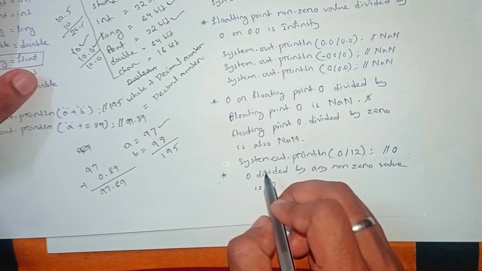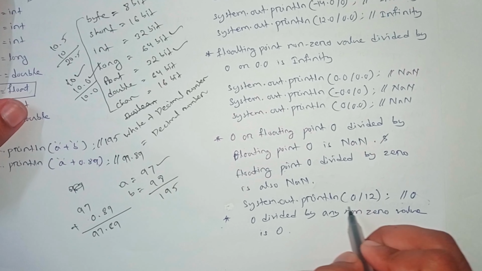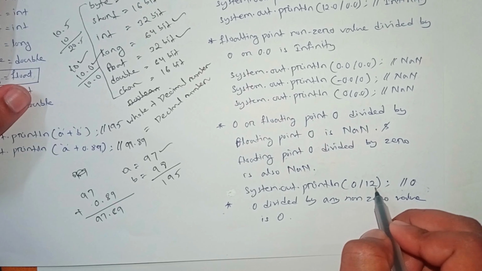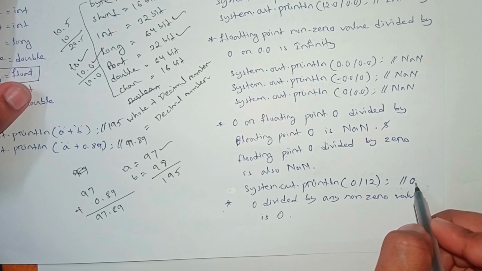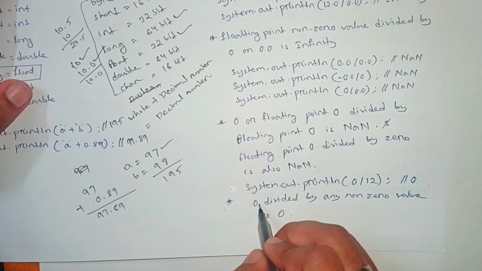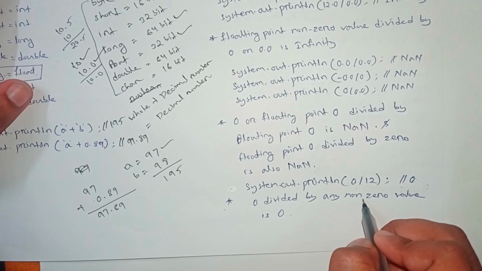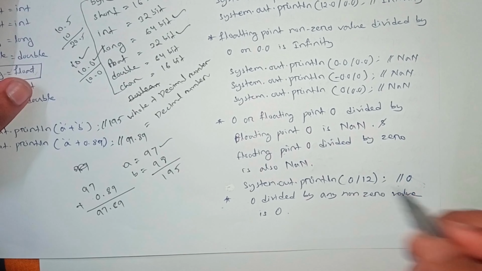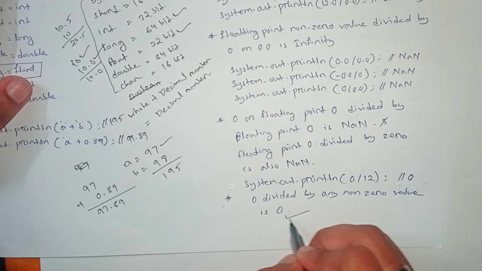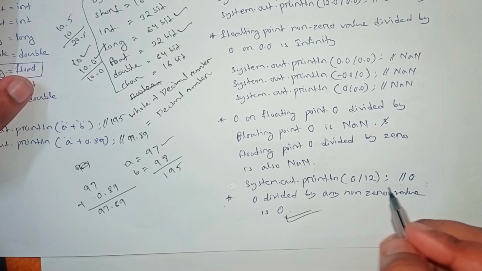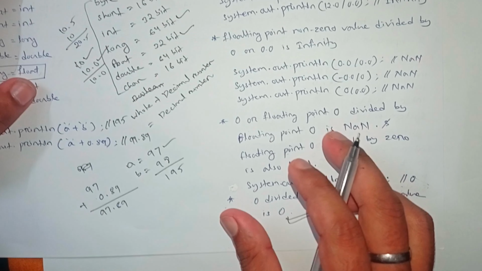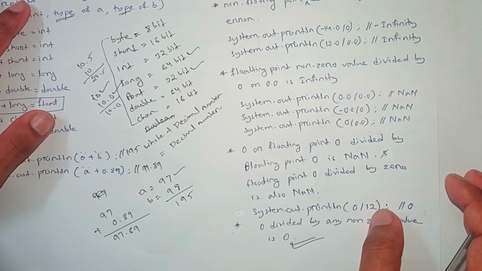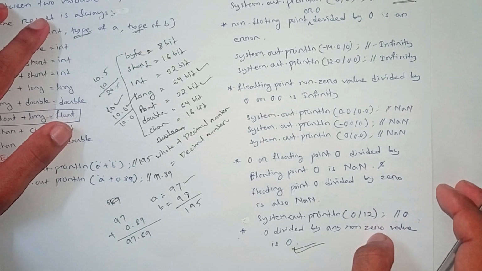Next, System.out.println(0 / 12) equals 0. Mind it, 0 divided by any non-zero value, the output always comes to 0. But 0 divided by 0 is an error. These are some points for arithmetic operations.